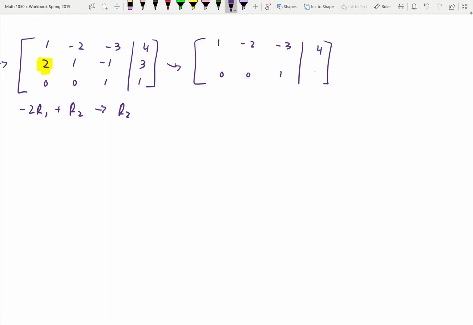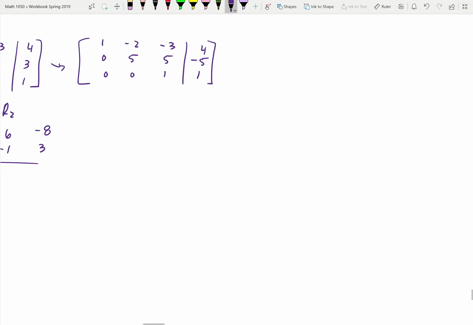Row 3 doesn't change. Negative 2 across the top is negative 2, 4, 6, negative 8. Write row 2 underneath it. Add those together and you get 0, 5, 5, negative 5. And I'm done with my matrix.